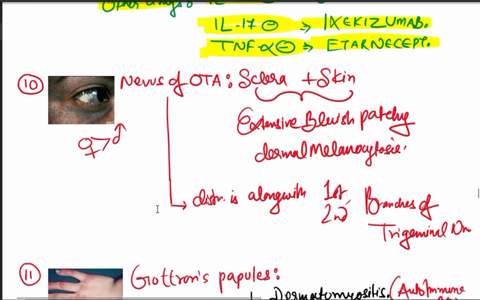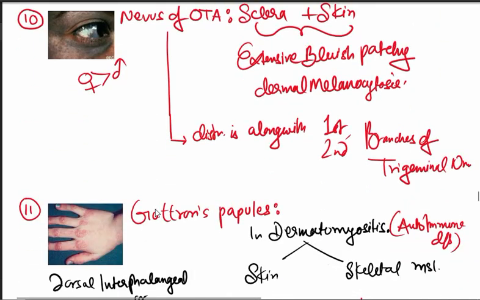Next one, this is nevus of Ota. It is an extensive bluish patchy dermal melanocytosis of sclera and skin, more commonly seen in females. Okay, it is distributed along the first and second branches of the trigeminal nerve.